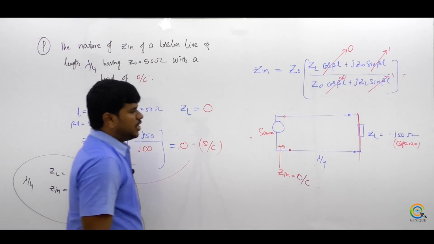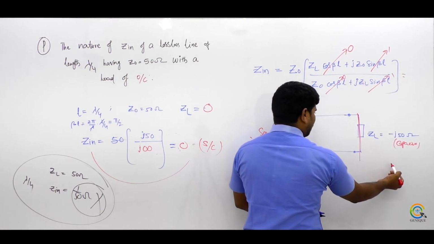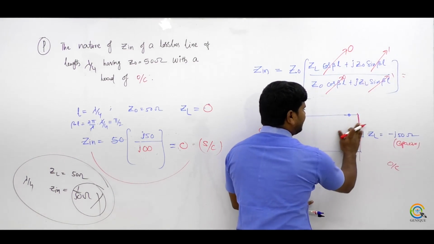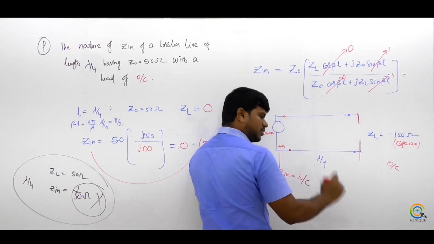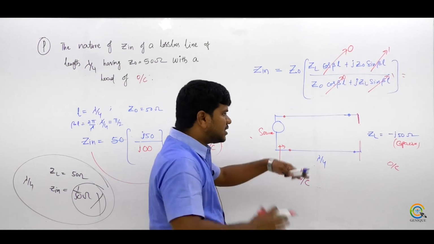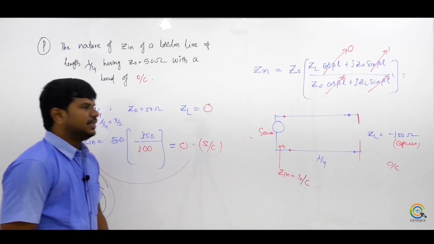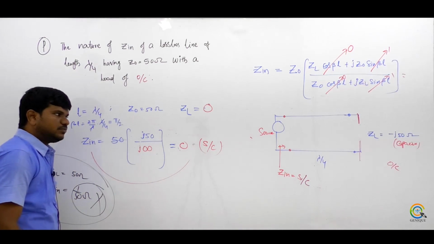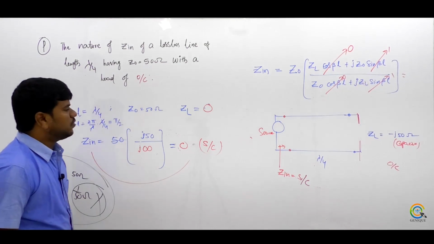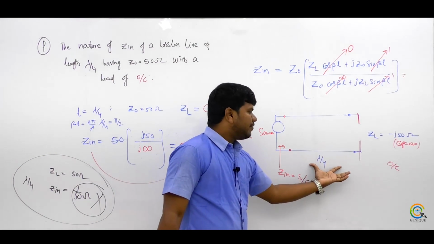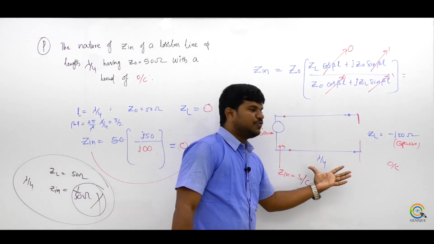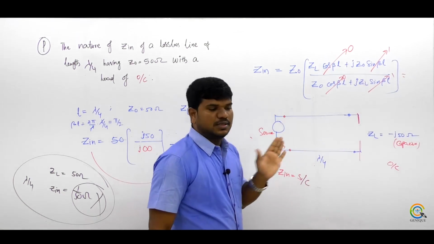Understand? That means if you take an open circuited load, the input impedance would be short circuited. So this is the nature of inverting the impedances. This is the case you have to observe. This is only for the lambda by 4 length line. If you take any other line, you cannot say like that.